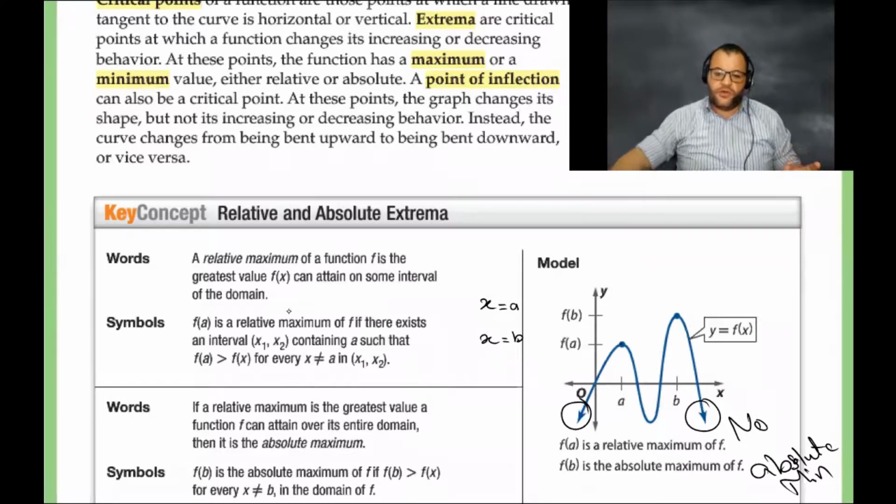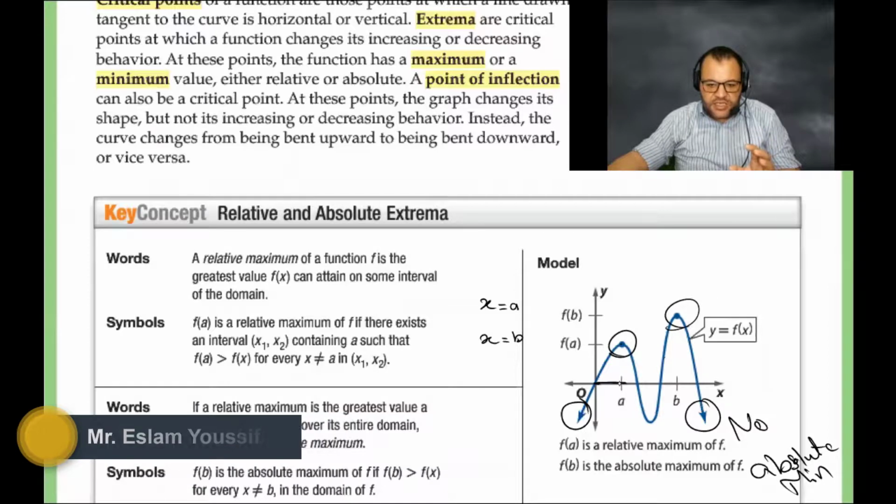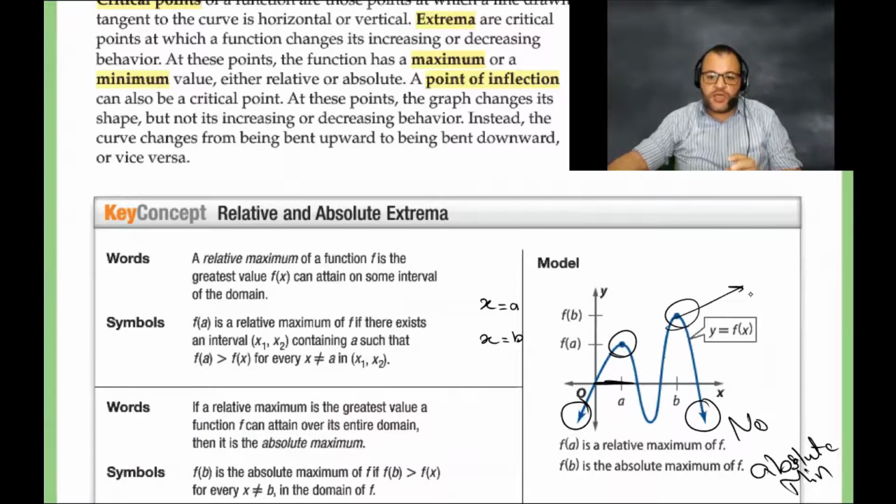What is the difference now? For this one, we have a relative minimum, a relative maximum, and the absolute maximum. That is the highest part at this interval only. But that is the highest part over the whole graph. This point is the relative minimum, but there is no absolute minimum for graph number 1.